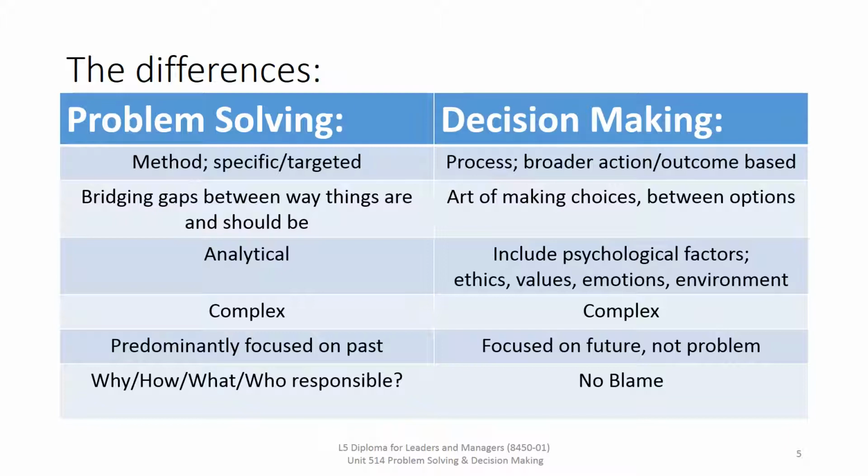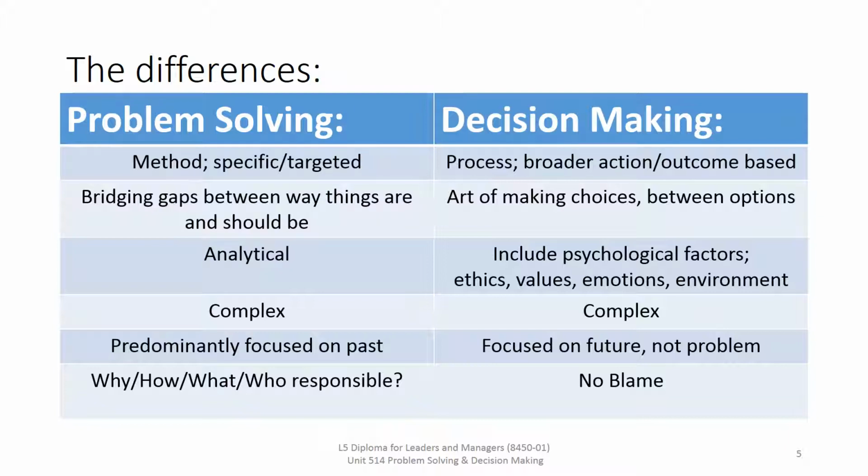Decision making is a far broader process, and it's a broader action outcome basis. So we're looking for what the outcome is. It's about, well, I suppose it's the art of making choices between the options. So in the problem solving, we come up with the options. In the decision making, we make that decision. It's got a psychological element to it, because it's not just about the best one. It's about values, emotions, and the environment. So the other side's analytical. But when we're making the decision, we've also got to be thinking about, are people going to be happy with that decision? Is it going to work? Does it fit with what we believe in? And it's focused on the future, not the past, not the problem.